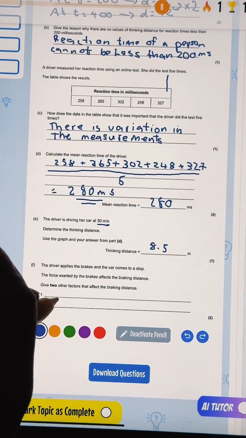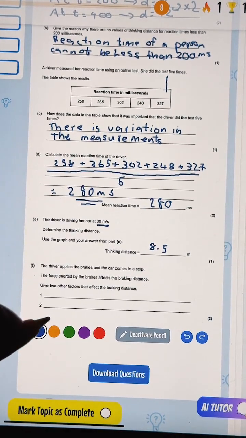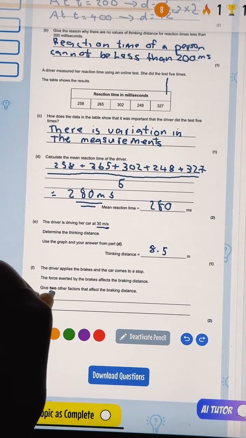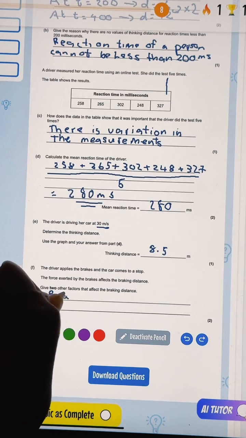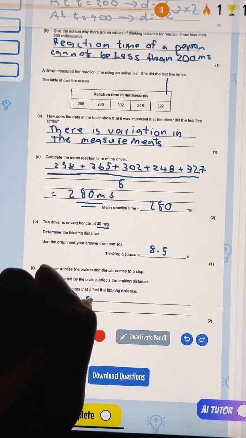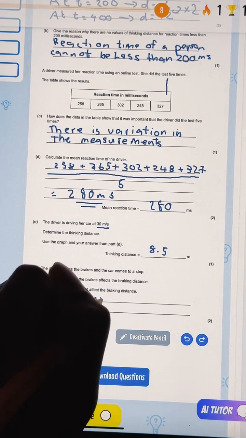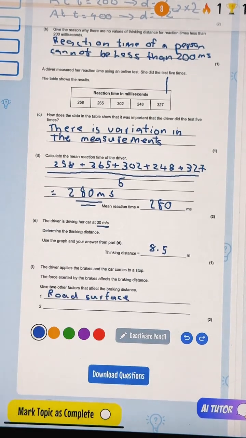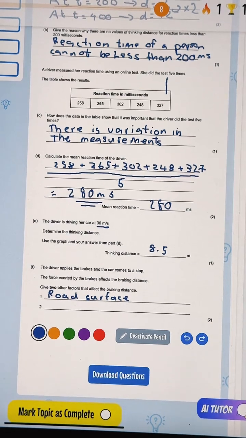So this could be things such as road condition, or road surface. If it's icy, it's more slippery, isn't it? So then you're going to get an increase in your braking distance. Even if you apply the brakes the same way as on dry ground, on the ice you're going to slip further. So road surface or road condition is one example.